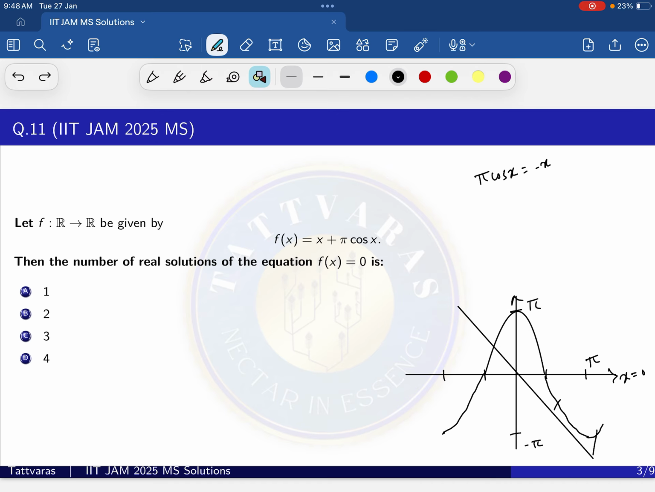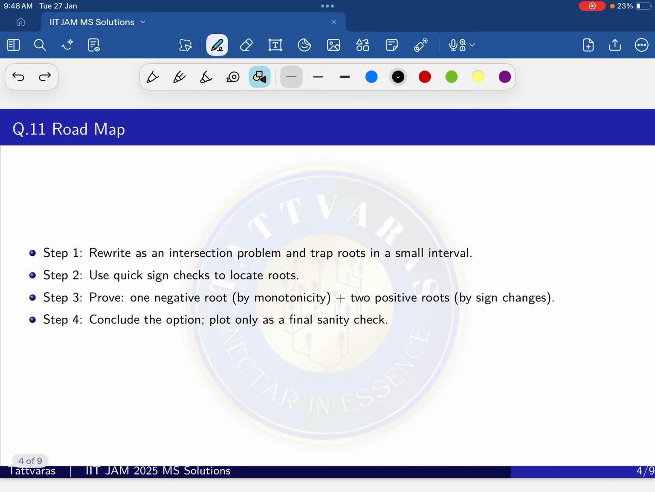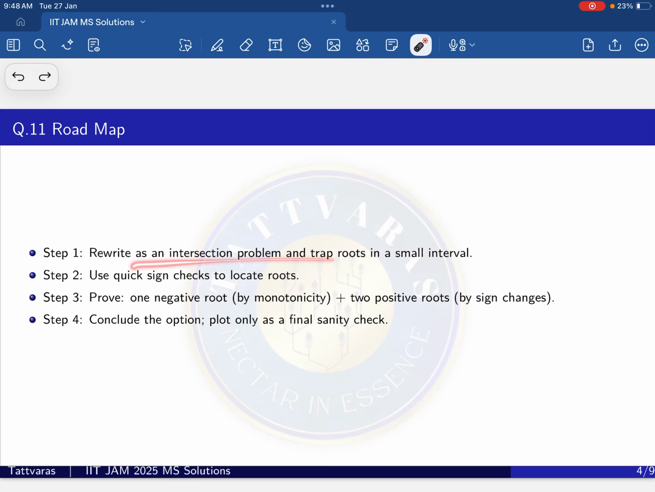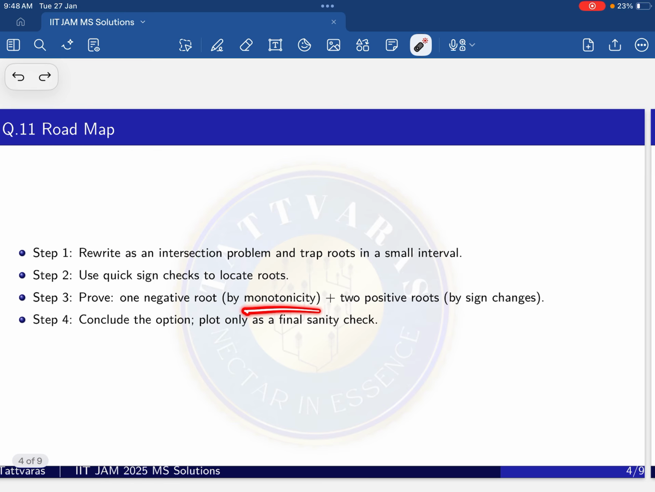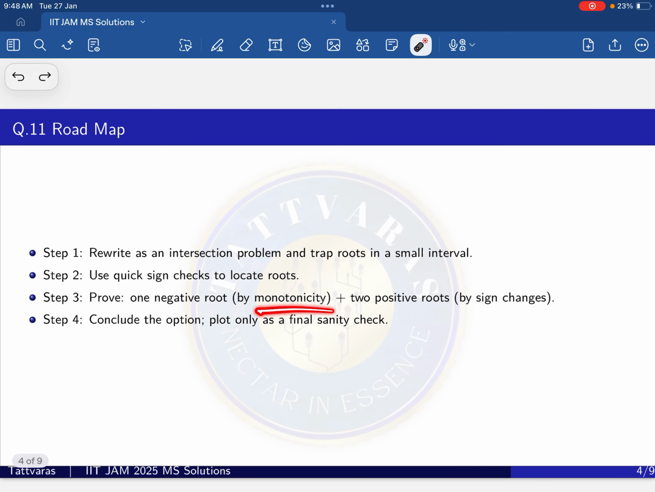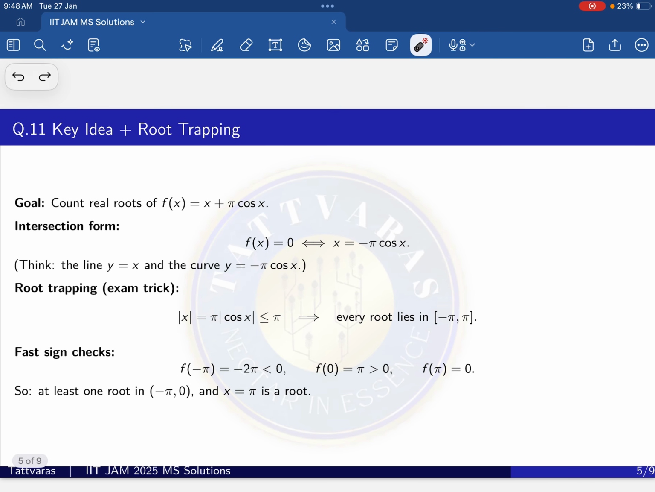So we have to carefully determine, using some tricks and some analysis, what the correct situation is. So this is the roadmap. We will rewrite the problem and see there are some conditions for any real root, and we will use sign checks to locate roots and use basic ideas from calculus like monotonicity properties and the intermediate value theorem for solving. Okay, so first we rewrite f(x) = 0 as this.